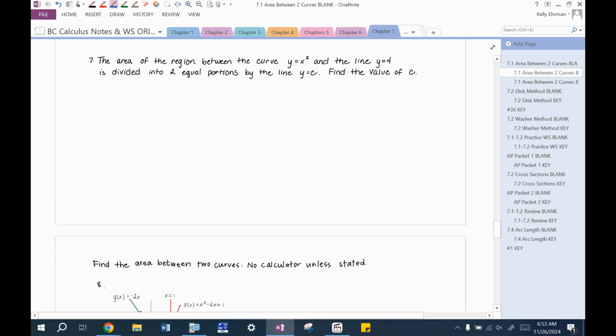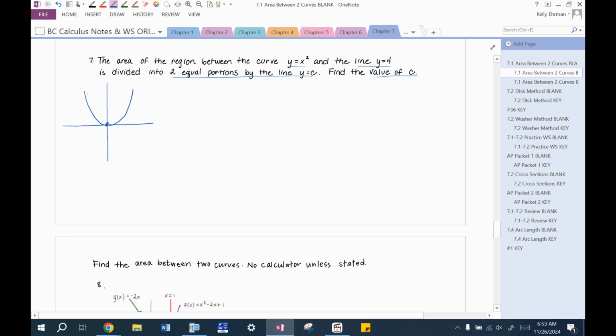So the area of the region between the curve y equals x squared and the line y equals 4 is divided into 2 equal portions by the line y equals c. Find the value of c. I've seen this version of this question in a few different places, so maybe we'll have something like this. This is non-calculator because we don't have an actual c, but we can sketch this graph. X squared is easy to sketch, right?